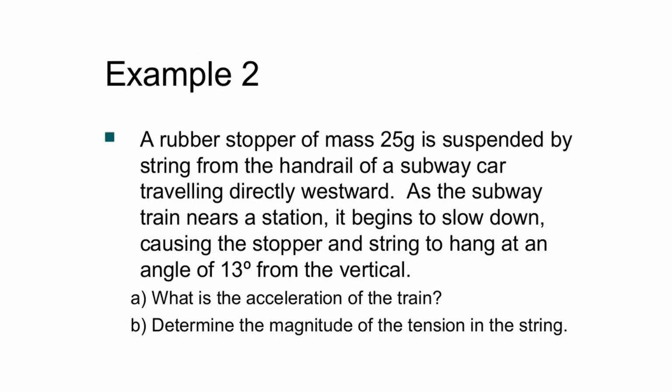Now we are taking a second example, example number 2. A rubber stopper of mass 25 gram is suspended by a string from the handrail of a subway car traveling directly westward. As the subway train nears the station, it begins to slow down, causing the stopper and the string to hang at an angle of 13 degrees from the vertical. We have to find, in the A part, the acceleration of the train, and in the B part, determine the magnitude of the tension in the string.